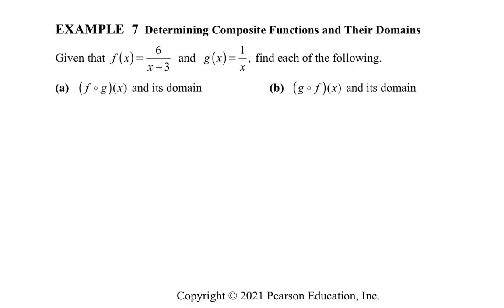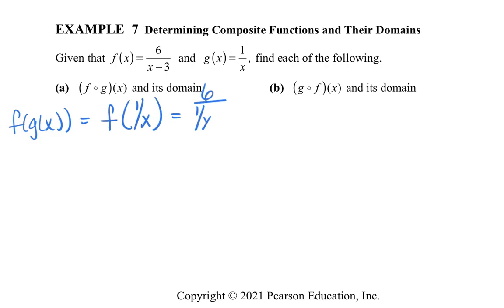All right, so here we have another one. This one is a little bit more detailed. So f of g of x. Since g of x is 1 over x, f of 1 over x is going to be 6 over 1 over x minus 3. So that's our function that we're working with.